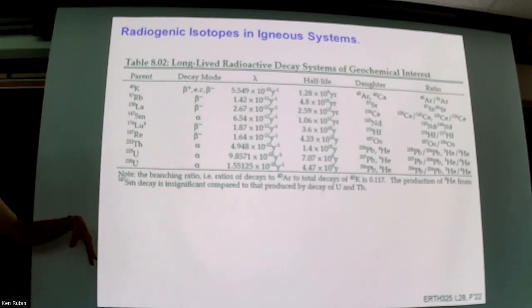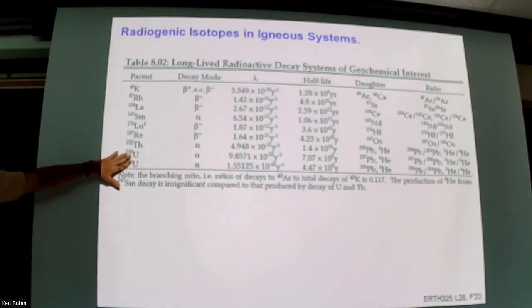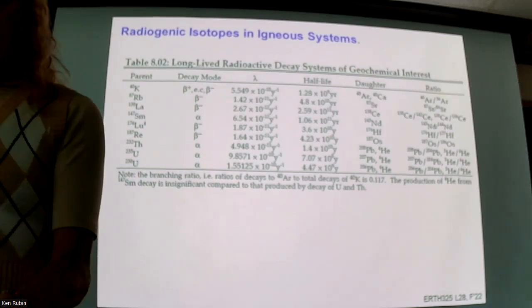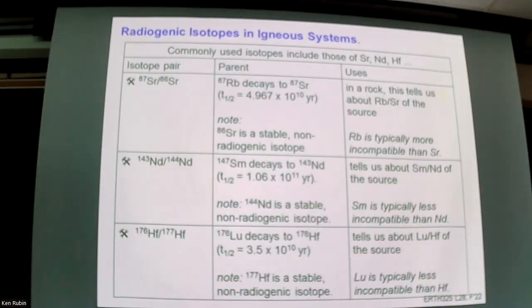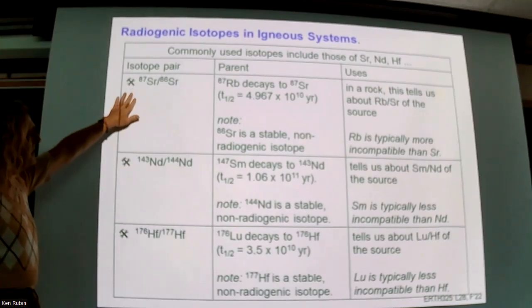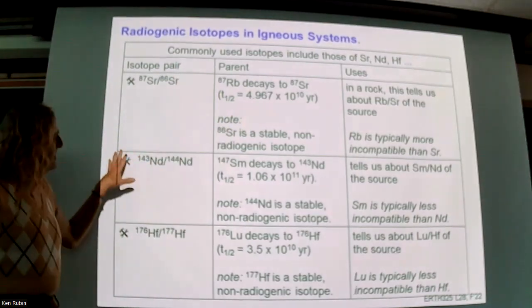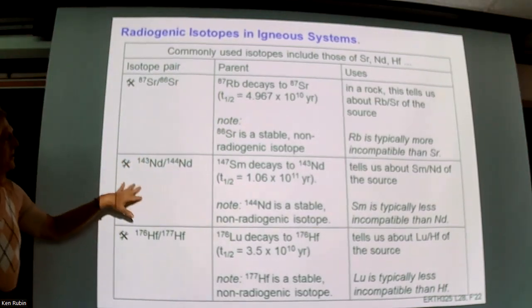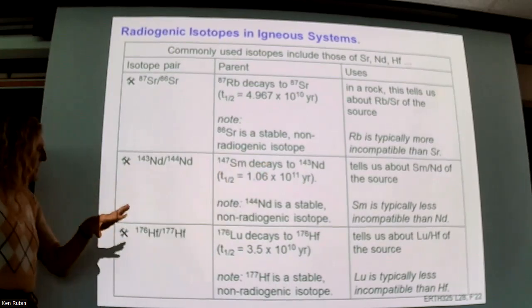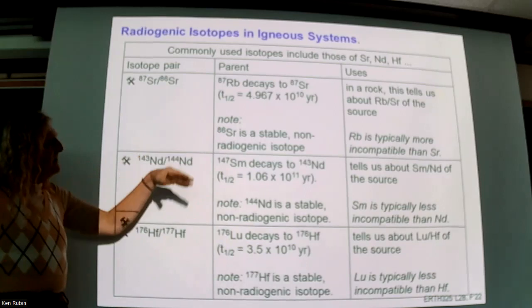You can make other tables for the shorter-lived isotopes, like those intermediates in the decay chains that I mentioned are the focus of my research, but they're not relevant for this discussion. So these are the last two slides. This just depicts what the main systems are. The rubidium-87, strontium isotope system has rubidium decaying to strontium. Here's the half-life. There's a neodymium isotope system that we commonly use, which comes from samarium decaying to neodymium. There's a hafnium system, which comes from lutetium decaying to hafnium. You can see what the half-lives are.